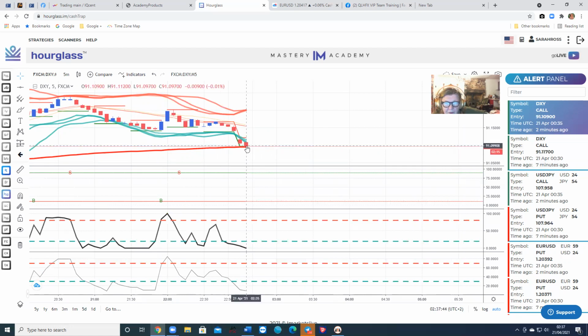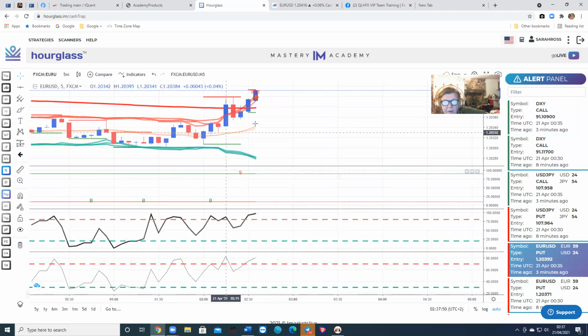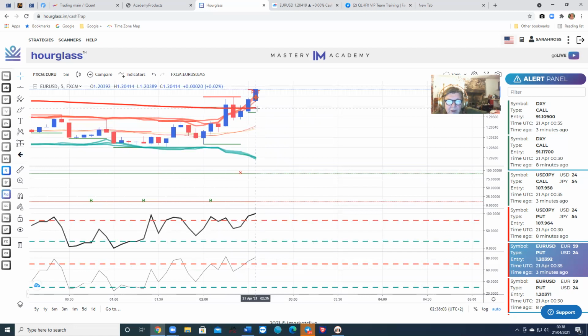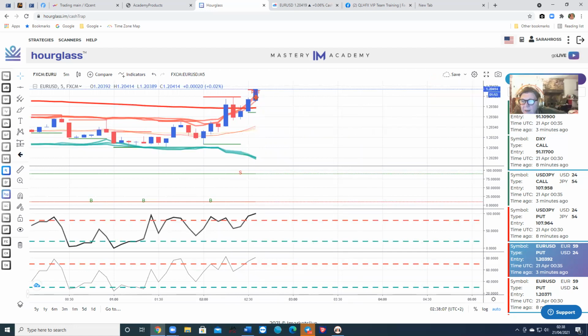Oh, that is pushing down. So we've got a bit of a mixed bag going on here because the euro is saying put, but that's pushing up and the dollar's going down. Okay, so when you get that, and you've got the 200 moving average there cutting you off, when you get that kind of mixed bag, just move on to something else because it can get very confusing.